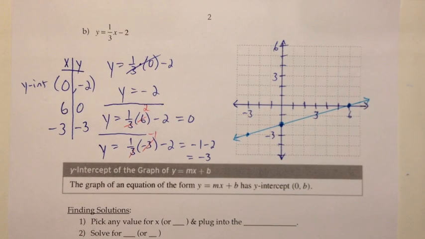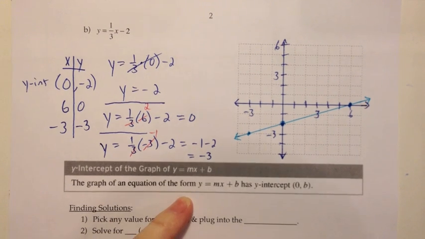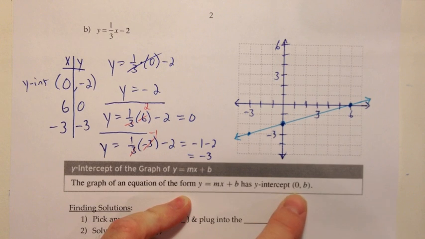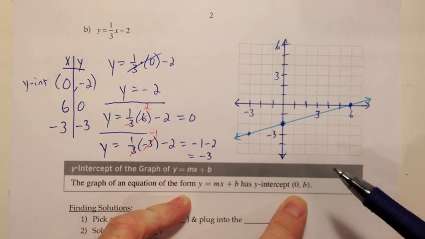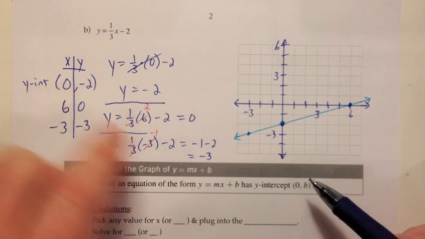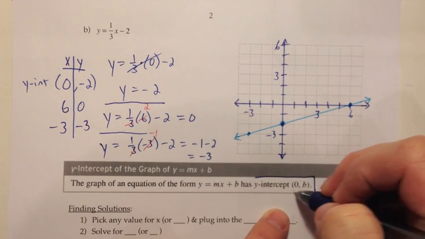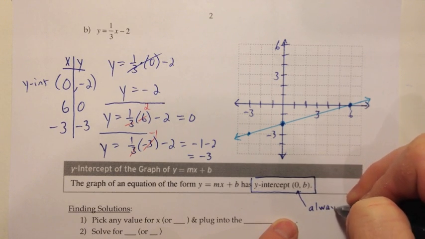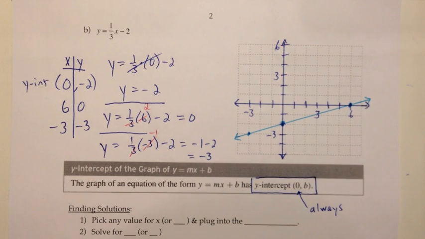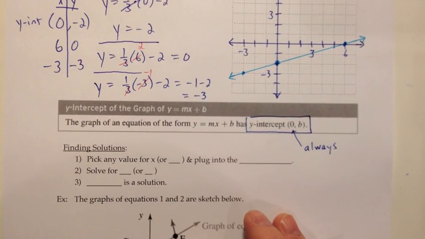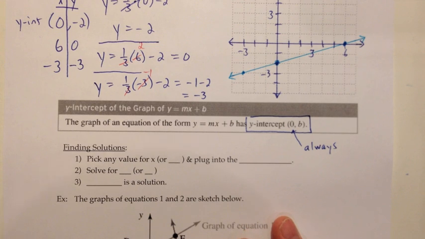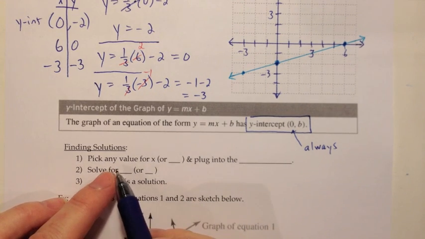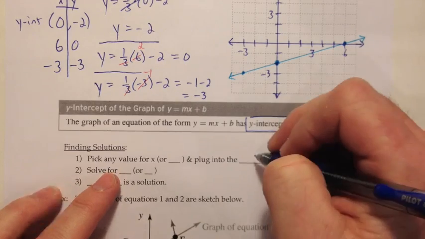Alright, so moving on, the y-intercept of the graph of y equals mx plus b. The graph of an equation of the form y equals mx plus b always has a y-intercept (0, b). So both times when they want us to find the y-intercept, I did that by plugging in 0, and this is just a reminder of that right here, that every time you do a y-intercept, this is always going to be a 0 for the x-coordinate, and then you plug in that 0 into the equation to figure out what the b is going to be. And then here's just kind of step by step on what we did when we went through and we graphed our equations. So pick any value for x and plug that into the equation.